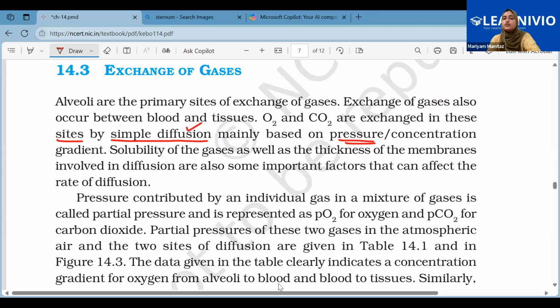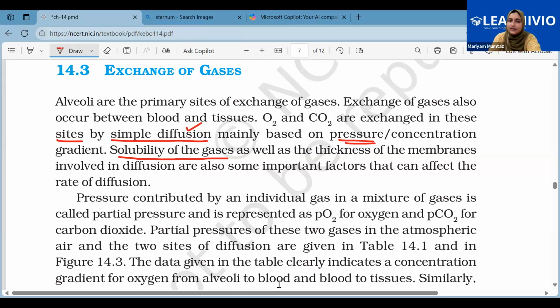First of all, the solubility of the gas. If the gas is insoluble, then it cannot diffuse. The gas has to be soluble, then only it can pass through the membrane. If anything is insoluble, it will not pass through the membrane. Which membrane? The alveolar membrane, the membrane of the alveoli.